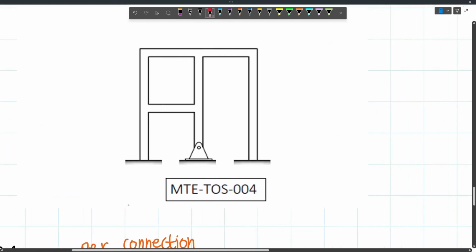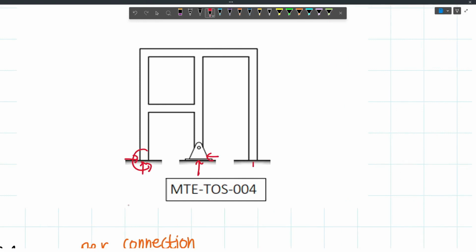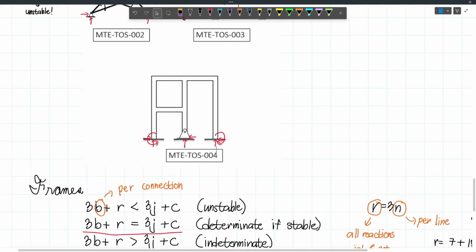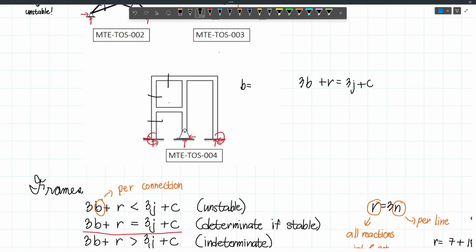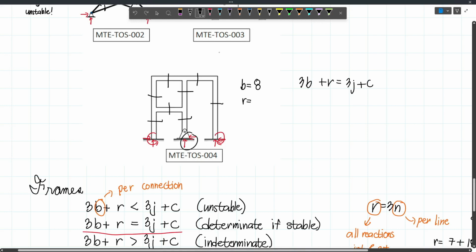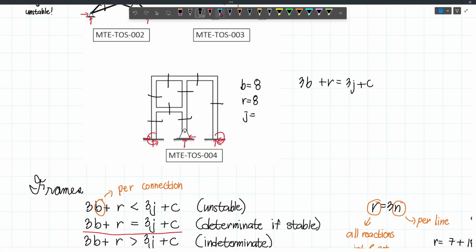Now, let's try kuno diri nga example. Again, fixed man ni diri. So, nani siya reaction diri nga 1, 2, 3. And then diri hinge, duha ka buok, and then diri tulo pod. So, if kani atong gamiton nga formula, kana siyang 3b plus r equals 3j plus c, ingani na atong solution. Ang atong b will simply be equal to the number of members per connection. So 1, 2, 3, 4, 5, 6, 7, 8, 8. And then ang atong r, ang external reactions siya. So 3 plus 2, 8 pod. And then ang number of joints, kani siya 1, 2, 3, 4, 5, 6, 7, and then 8. So kani siya 8 pod na.